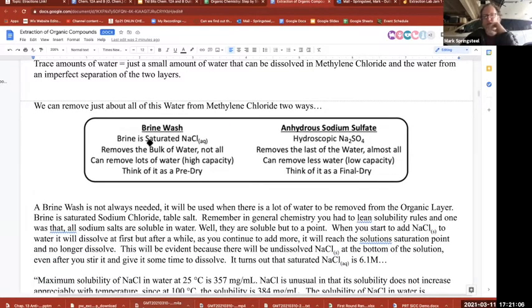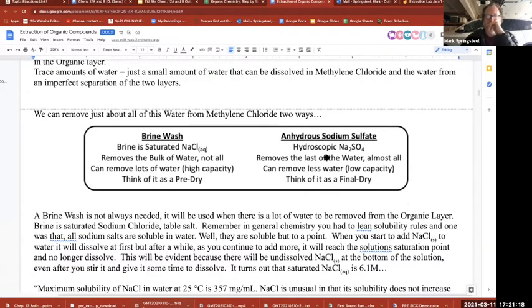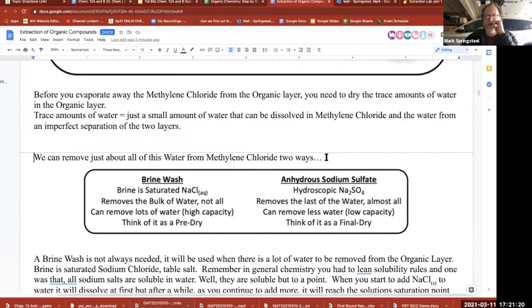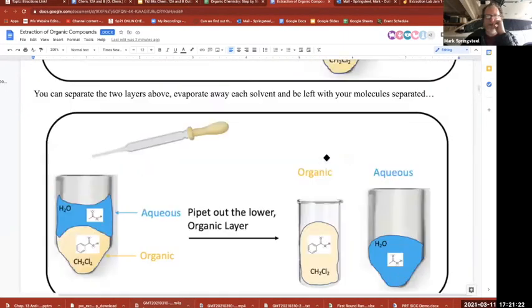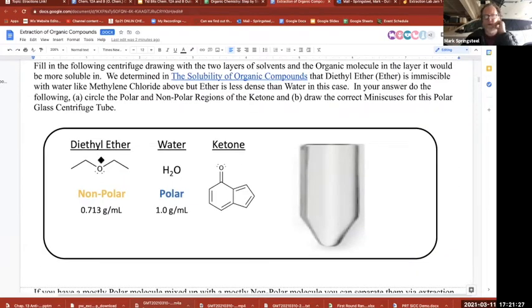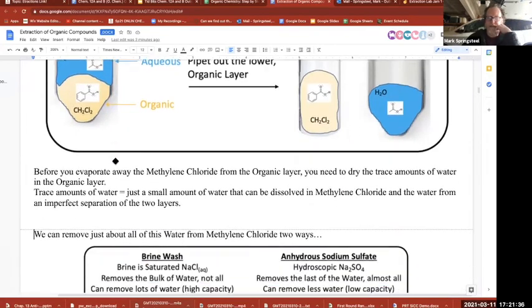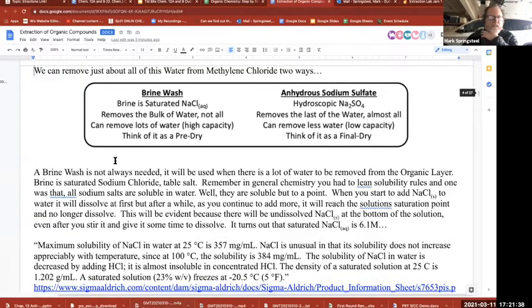And the brine wash, the first initial step, is not always needed. A lot of times with methylene chloride, if you didn't get any of your aqueous layer in there and there's only a small amount of dissolved water, you can just skip the brine step. But if you're using other organic solvents, like the diethyl ether above, diethyl ether dissolves more water than methylene chloride. So with diethyl ether, you pretty much always do a brine wash, or pre-dry, and then you follow up with the sodium sulfate.